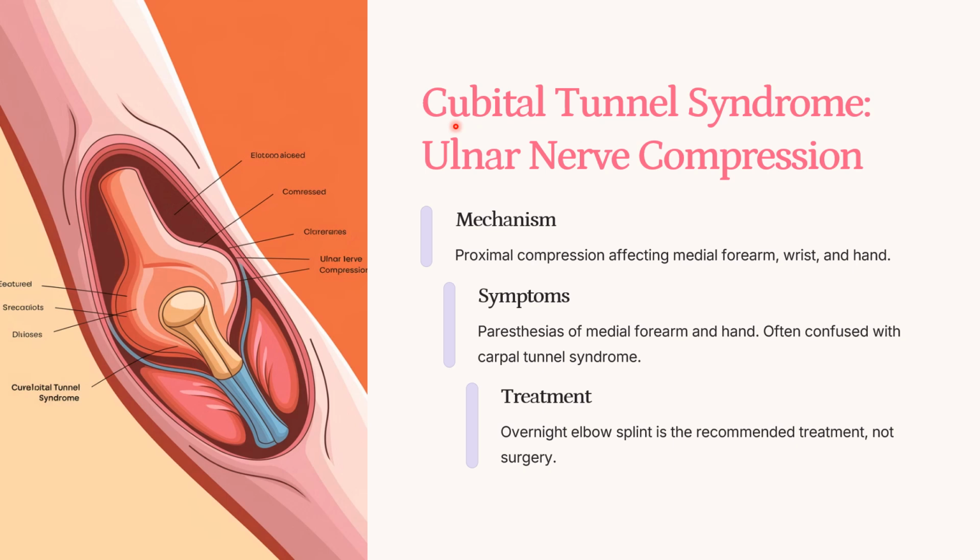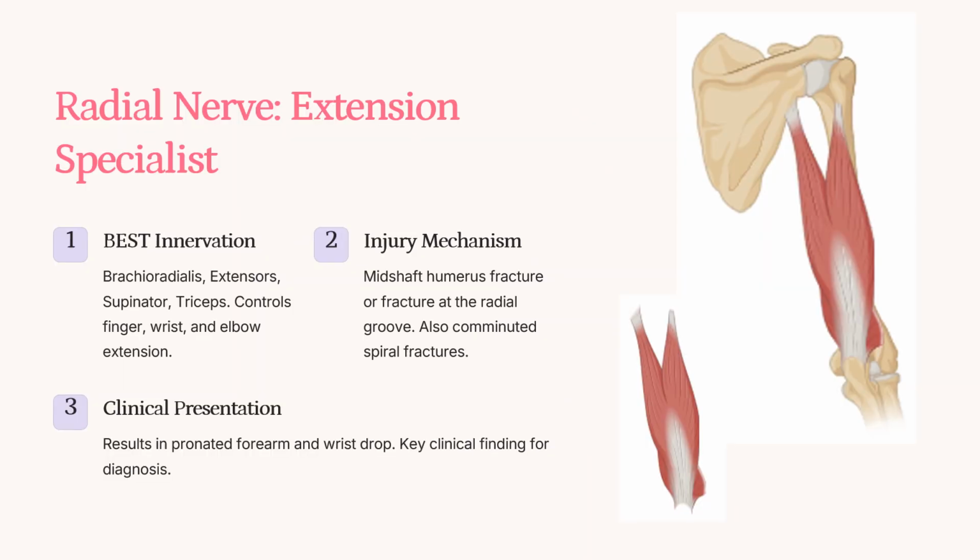The nerve which is affected is the ulnar nerve. So cubital tunnel syndrome and carpal tunnel syndrome are two different things, because cubital tunnel is at the elbow, carpal tunnel is at the carpal bones. Cubital tunnel will affect the ulnar nerve, carpal tunnel will affect the median nerve. So it should not be confused with the carpal tunnel syndrome. That is the point which I am trying to emphasize here. So if there is any proximal compression of the medial forearm, wrist and the hand, it is the cubital tunnel syndrome. So what is the recommended treatment? Overnight elbow splint is the recommended treatment, and surgery is not the treatment at all.